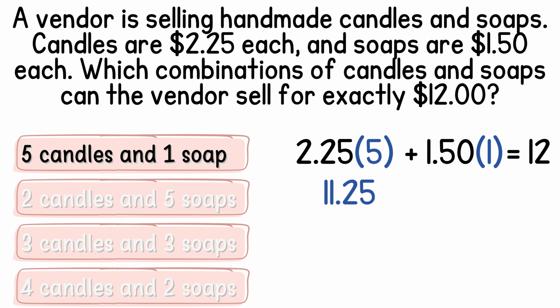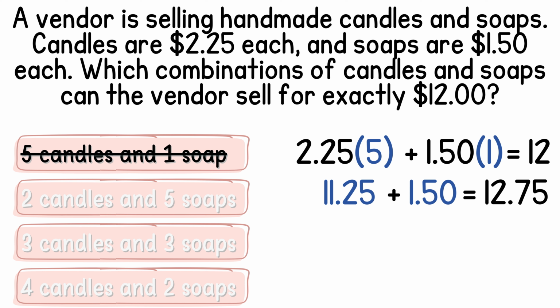2.25 times 5 gives us $11.25, and $1.50 times 1 is still just $1.50. Adding these together gives us $12.75. So this is a little bigger than the $12 that we wanted, so this won't be a solution.